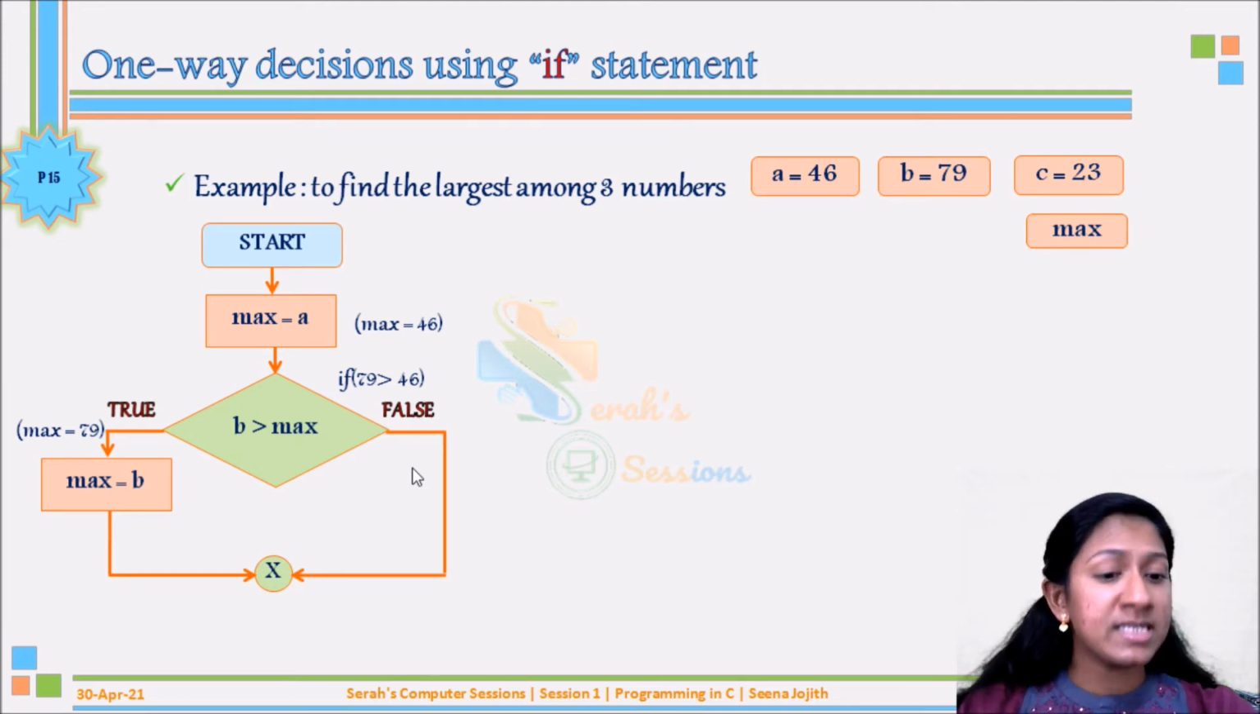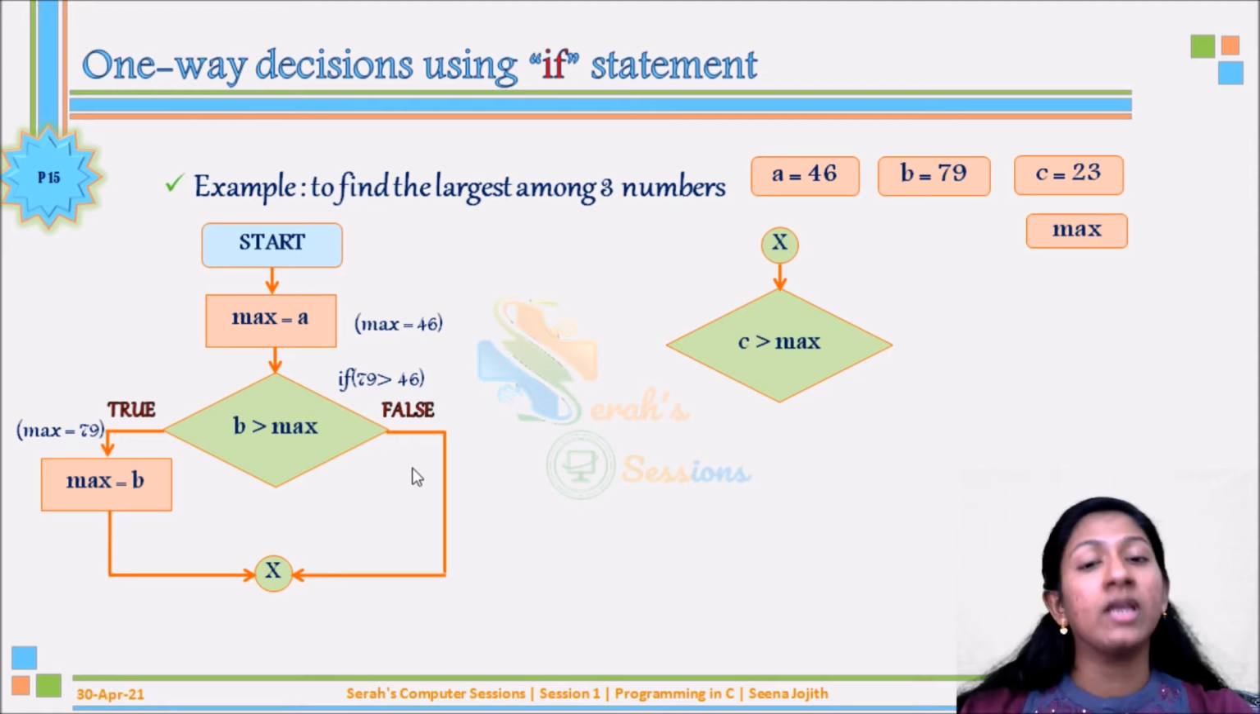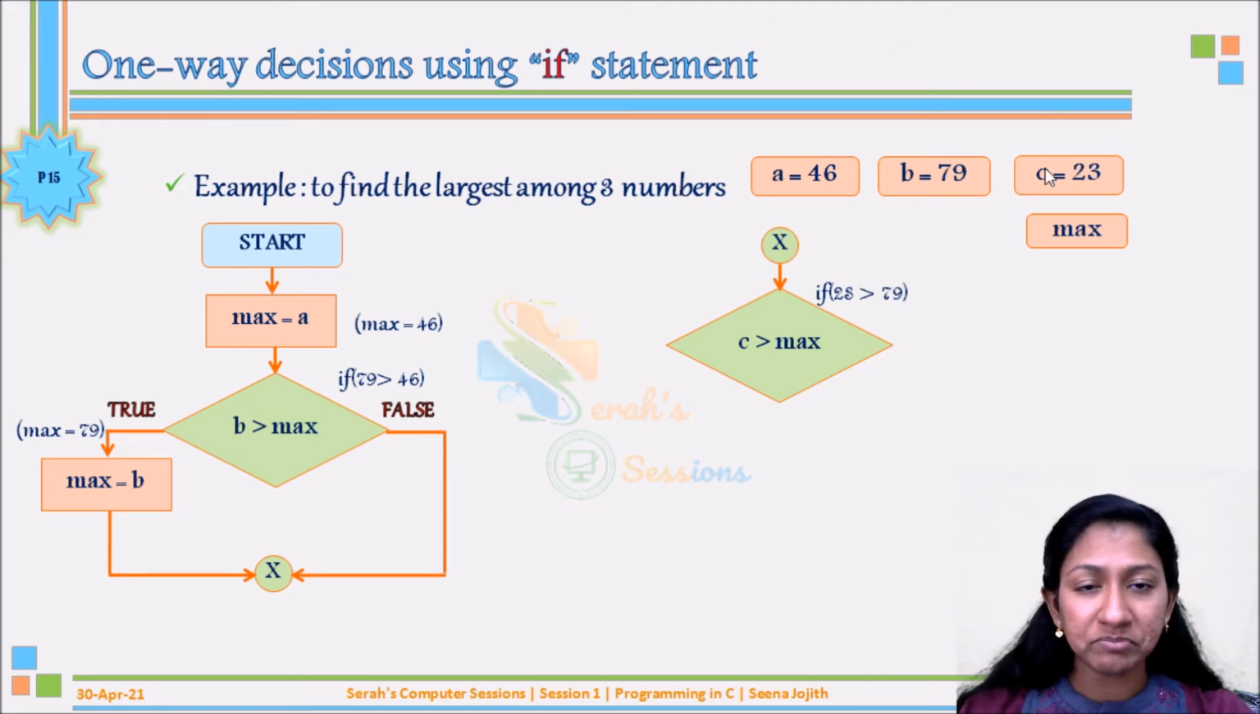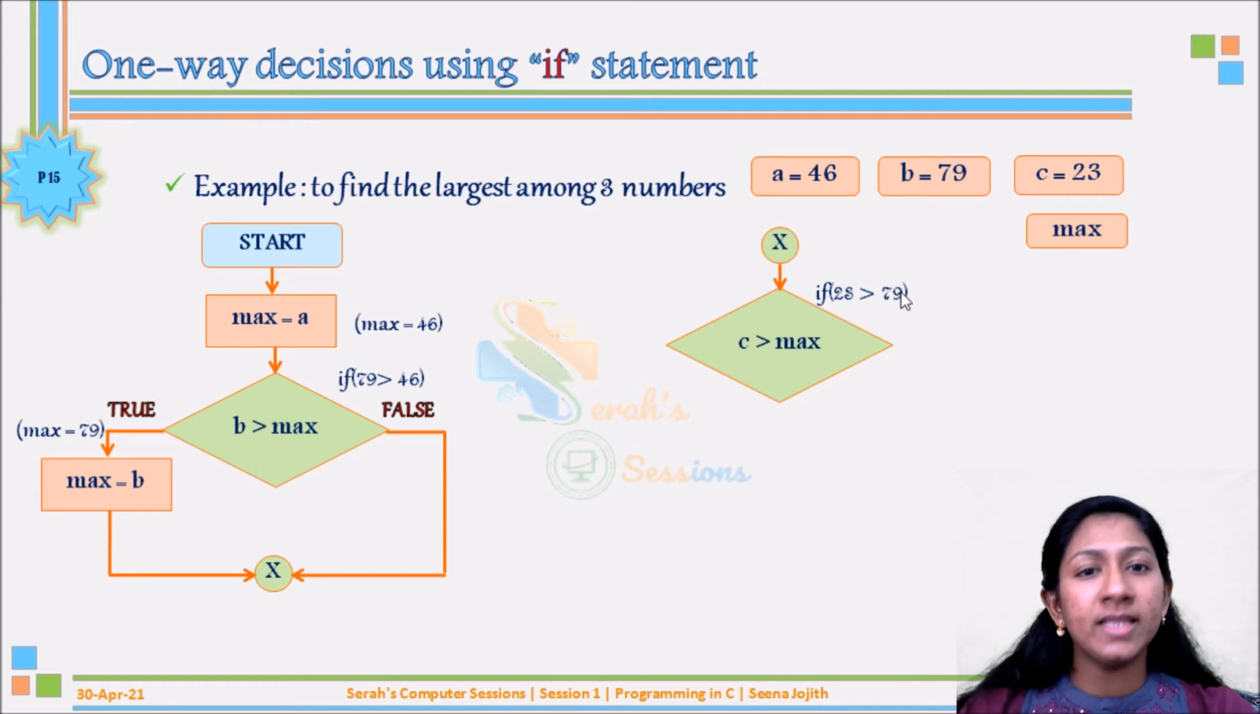What should be the next step that has to be done? We should check for another greater than condition where C is greater than max. Okay, so here what is the value of C? It is 23. So is 23 greater than 79? This is what will be checked at this particular instance. No, 23 is not greater than 79.